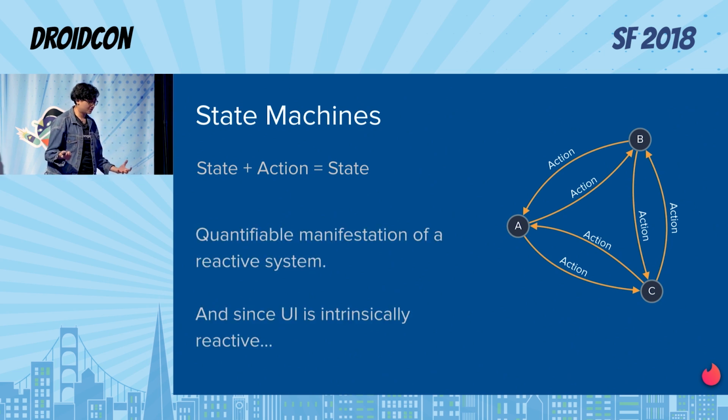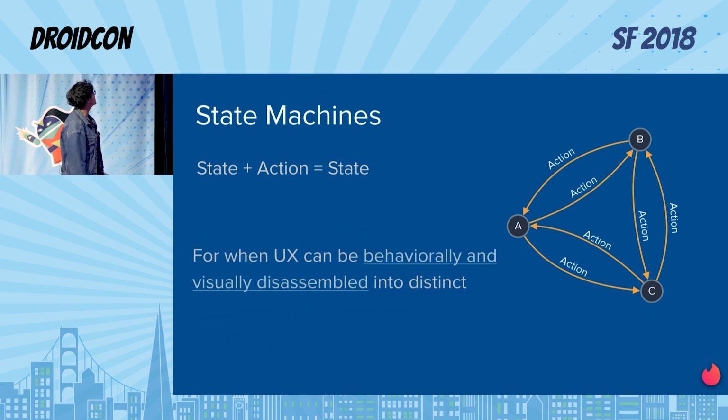We wanted to pick a simple version of this because state machines are really a realization of the fact that your entire system is reactive, right? And since we've established that UI is intrinsically reactive, this could really help us out. So whenever we come across certain UI elements or experiences, and we're able to behaviorally and visually disassemble them into a series of states, actions, and side effects, then this way of thinking really comes in handy.